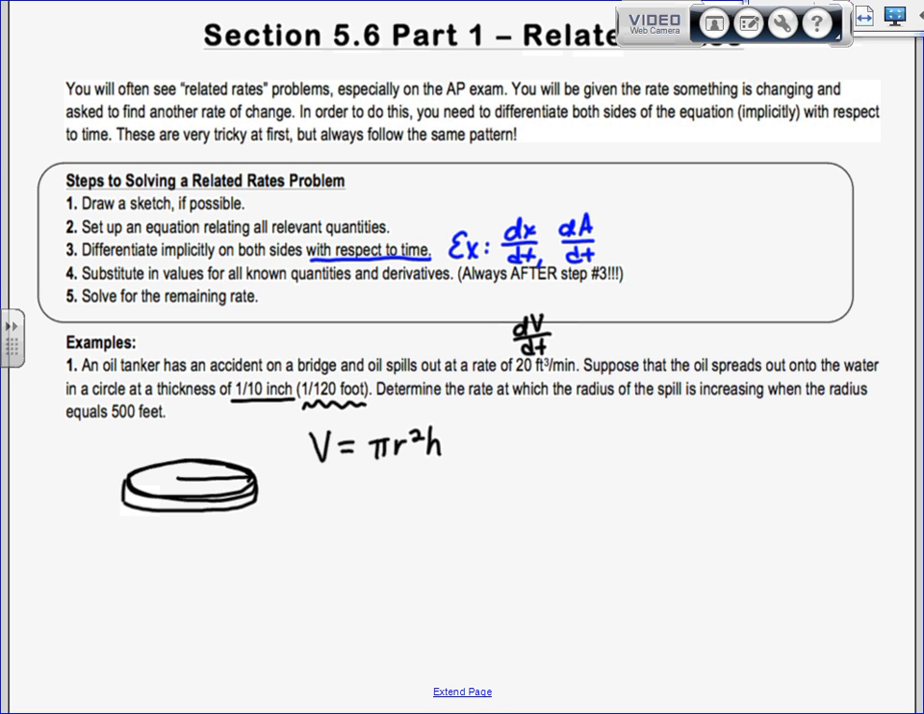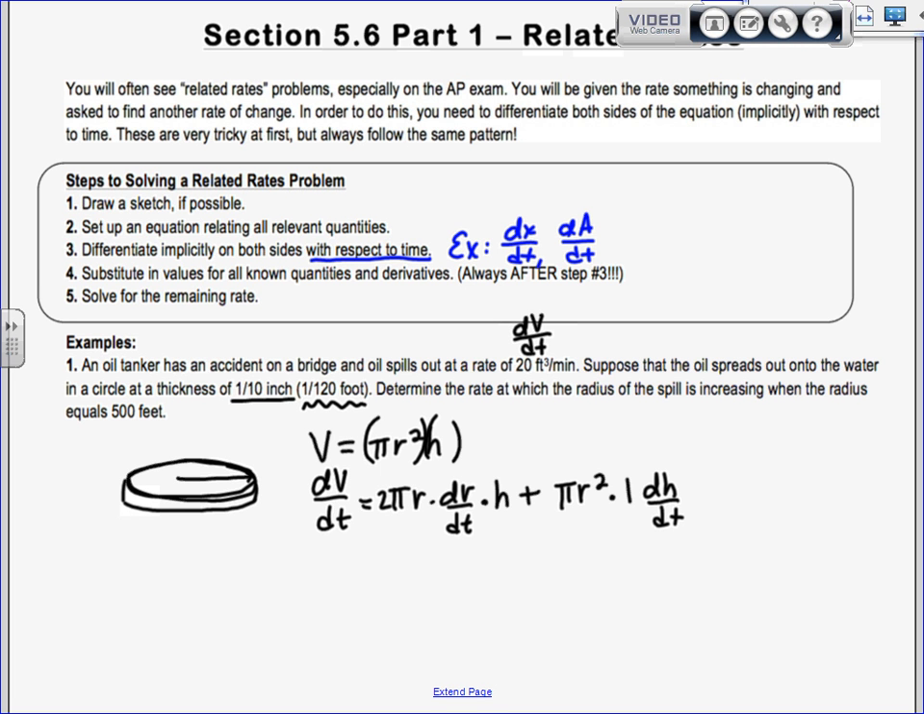Okay, so we're going to take the derivative implicitly. We're going to take the derivative of r's, we're going to take the derivative of h's, and so on. So I'm going to have dV over dt equals, and I'm going to break this apart. So I'm going to have derivative of pi r squared is going to be 2 pi r dr over dt, and then times h, plus pi r squared stays how it is, and now the derivative of h is 1 dh over dt. You don't have to write the 1 if you don't want to. Do you understand that setup? So I took the derivative of everything with respect to time. So that means if I have a dr over dt, that's going to be something that is feet per minute.